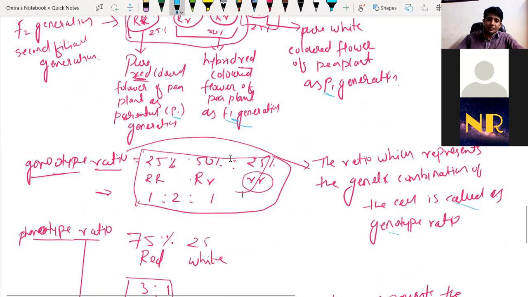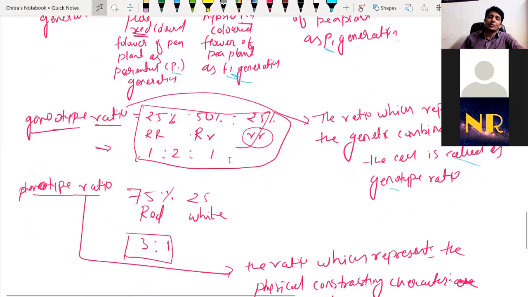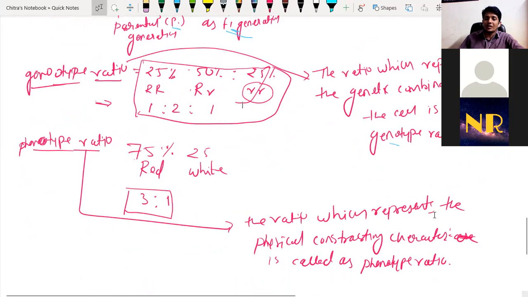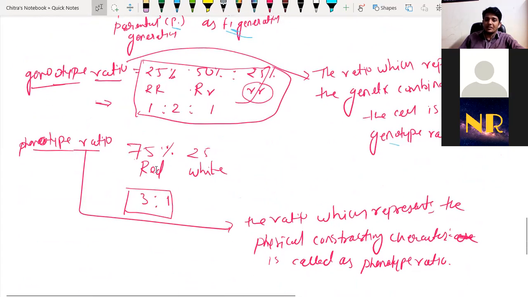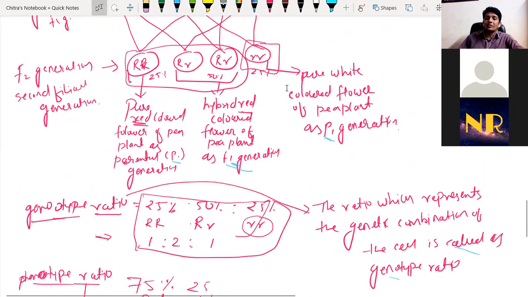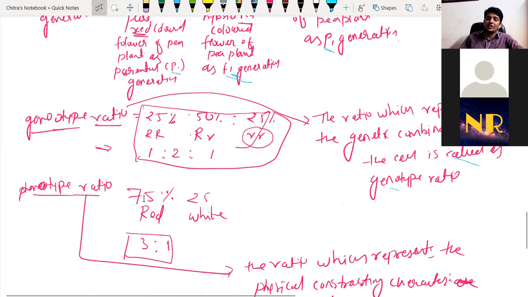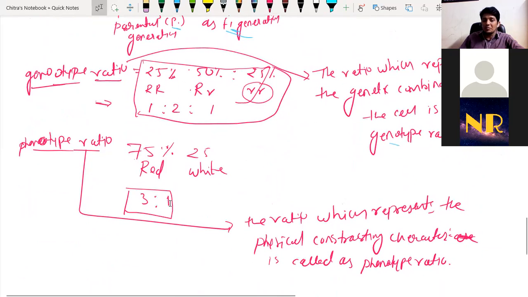If we check the phenotypic ratio, the ratio which represents only the physical contrasting characters, here 25% are pure red and 50% are hybrid red, but they are all red in color. That's why 75% are red and only 25% are white. So it is 75 to 25, that means 3:1. It is a simple ratio which represents the physical contrasting character. That's why it is called the phenotypic ratio.